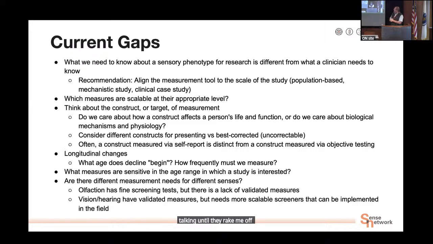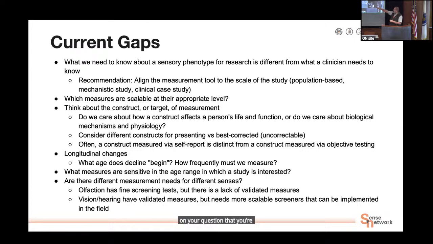What we need to know about a sensory phenotype for research is different from what a clinician needs to know. So our recommendation is to align your measurement tool to the scale of the research question that you have, whether you're doing a population-based or a mechanistic study. I think we need to think carefully about your construct, or your target of measurement. Do we care about whether a construct affects a person's life and function, or do we care about biological mechanisms and physiology? Your measurement choice, particularly whether you choose a self-report versus an objective measure, and how much you spend collecting that measure, depends on the question you're going to be asking.